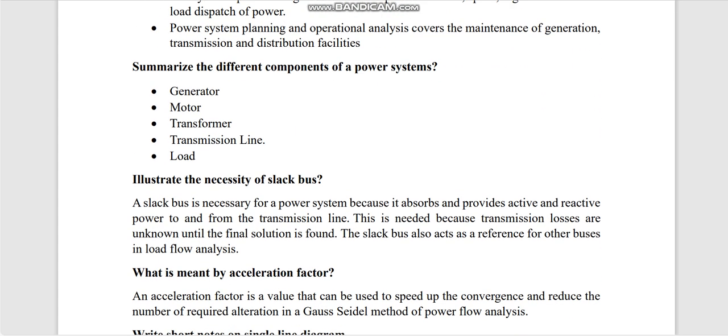And the next one: what are the different components available in power system? These are the different components: generator, motor, transformer, transmission line, and load. If you write this, you will get 2 marks.